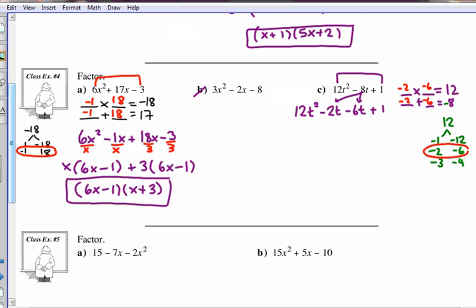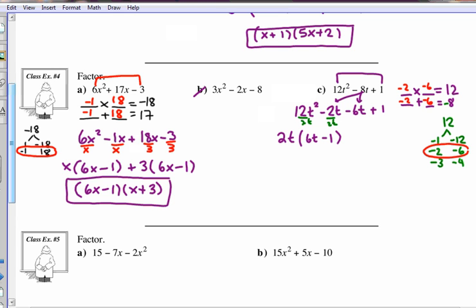Okay, now what are we going to do now? Grouping. So first two, what can you divide both by? 2 and t. So if we divide both by 2t, what's left over? 6t minus anything divided by itself is 1.